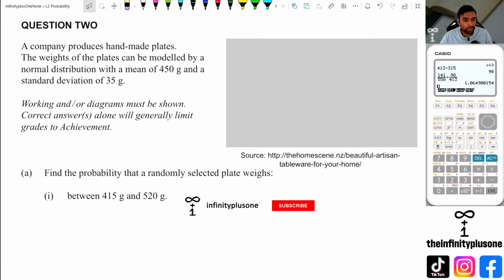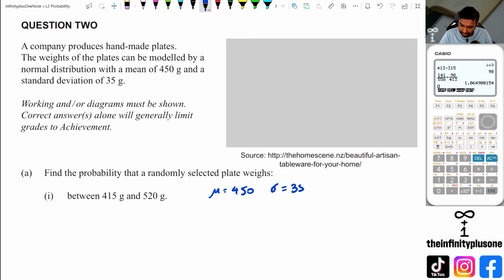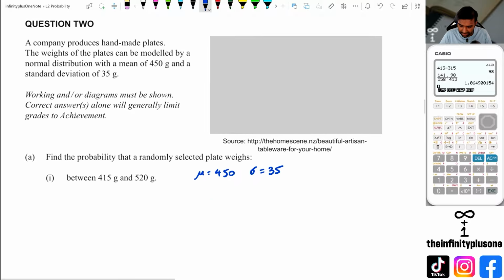All right, folks, on we go to question 2. Question 2, what we've got is a normal distribution question. We've got a mean of 450 and a standard deviation of 35. And working or a diagram must be shown. Correct answers alone will generally limit grades to achievement. Wow. I've not seen that before. This was one of the older papers. I guess this is what they did back then.